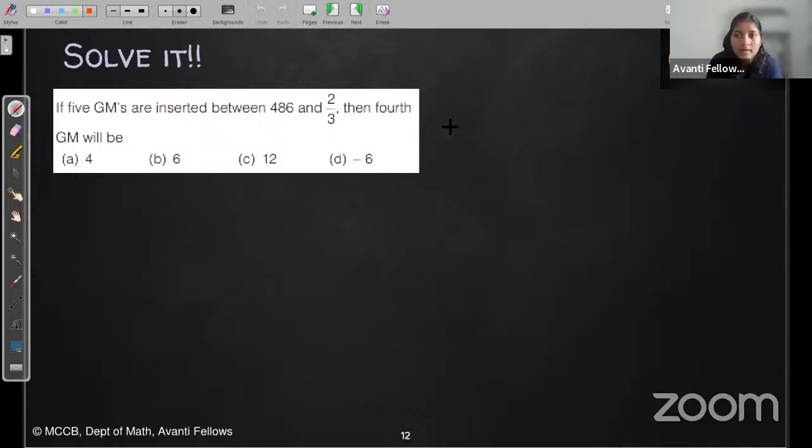Well, we already discussed how to find the kth GM. Just in the previous slide we discussed that when the first term and last term are given and you know how many GMs are there in between those terms, you can find the value of that GM. Just make use of that formula and find the value of the fourth GM. Let me know. So please post your answers in the chat box, okay?